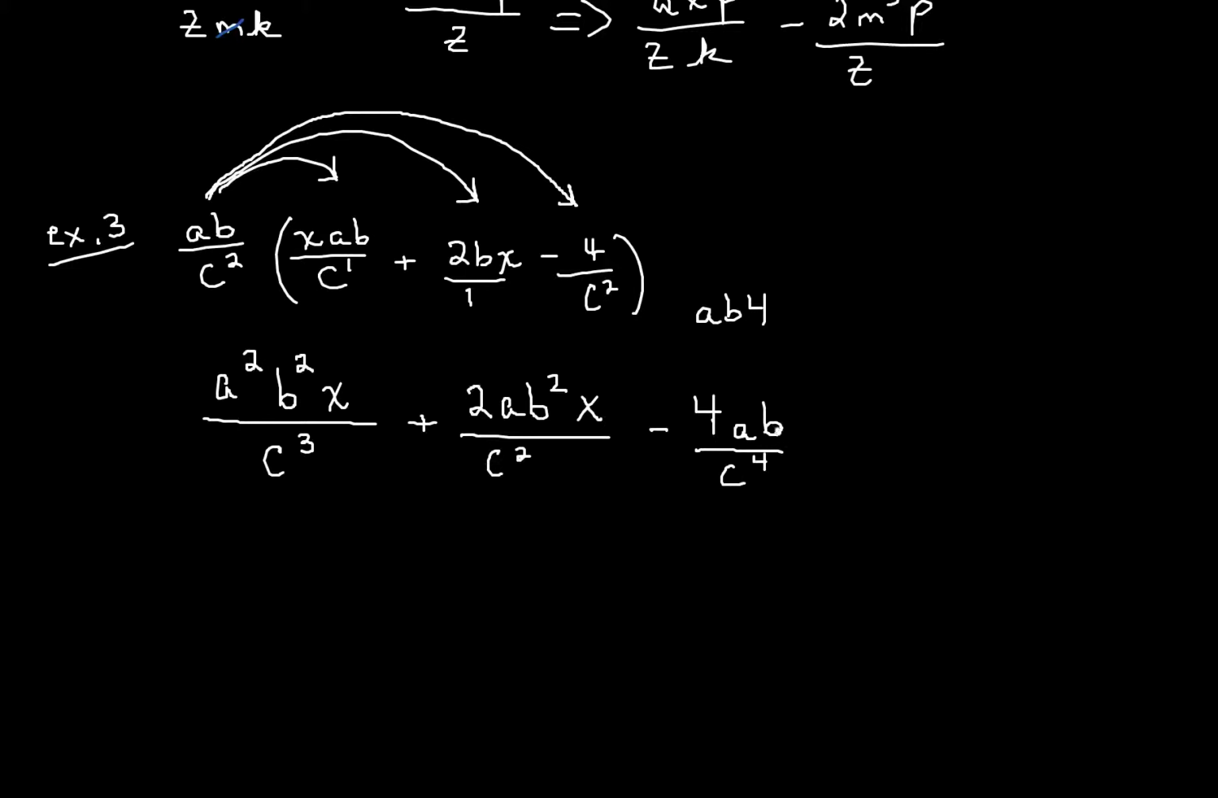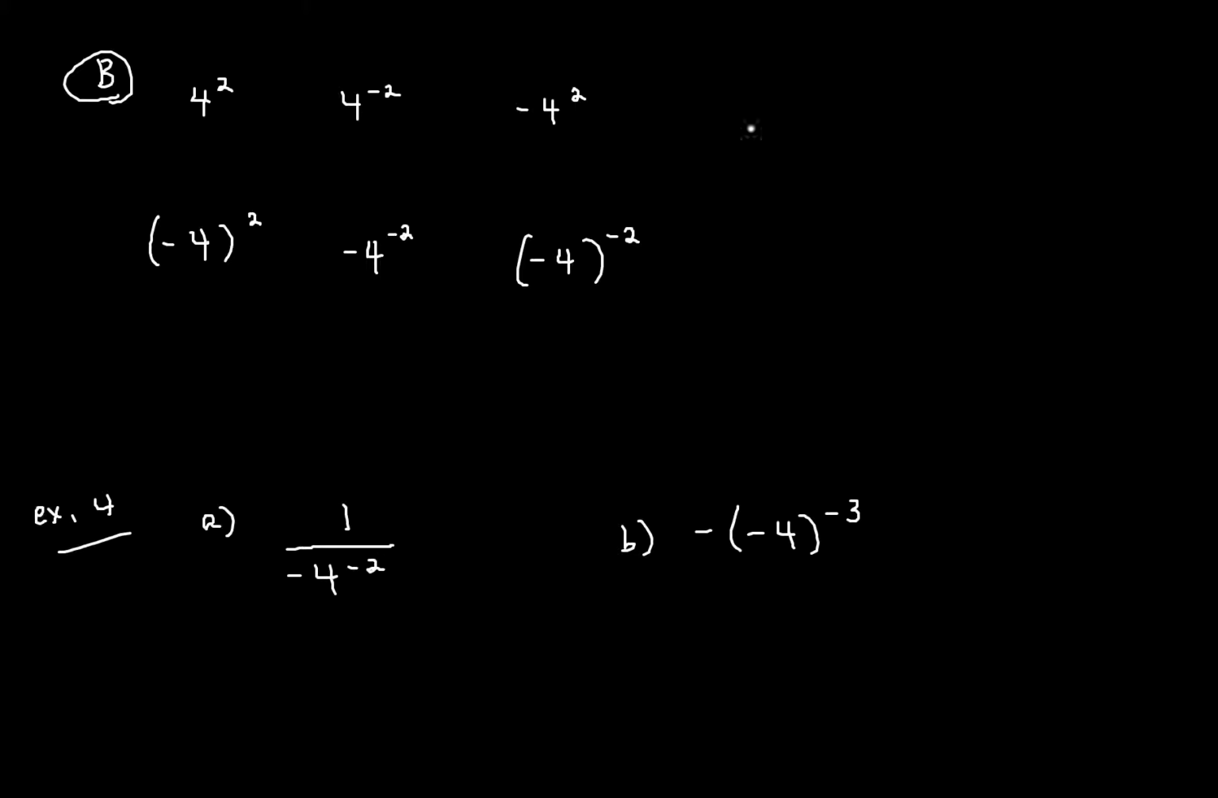Now you have to go back and look at every term, see if there's anything that could be canceled out. And if we look at every term, there's nothing we can cancel out, so this is your final answer. All right, that's it for using distributive property. Now we're just going to do a little bit with minus signs and negative exponents.